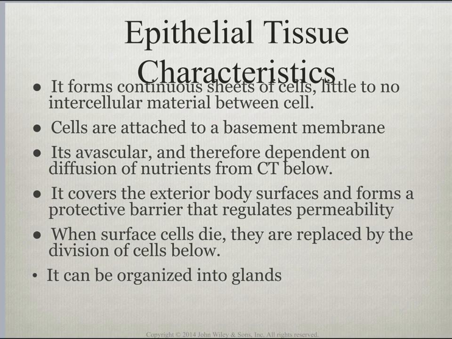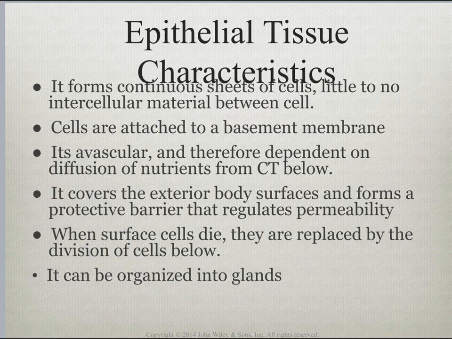Epithelium forms continuous sheets of cells. There is little to no intercellular material between the cells, which means they are tightly packed. Cells are going to be attached to a basement membrane. It is avascular. Now remember, avascular means that there is no blood supply. Therefore, it's dependent on diffusion of nutrients from the connective tissue layer below it.